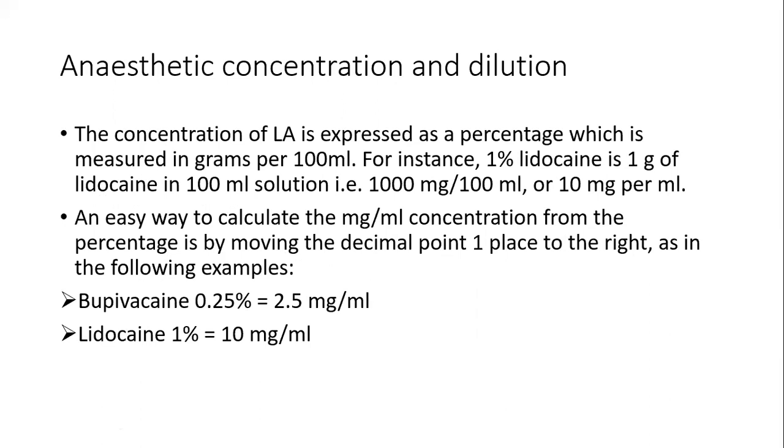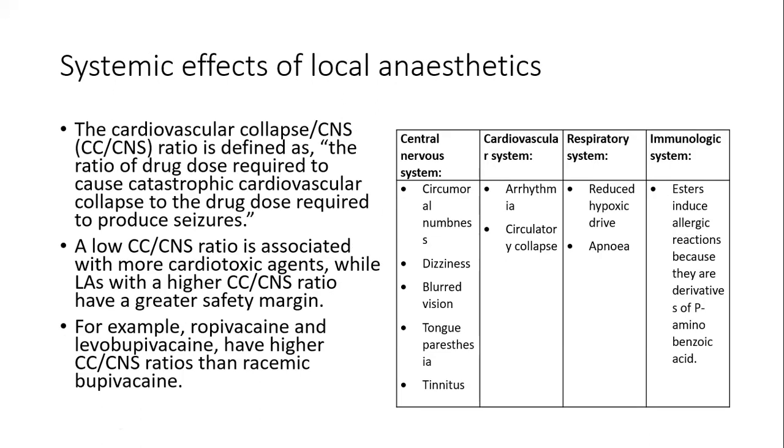All right. Local anesthetic agents are not without toxic effect, and the systemic effect of local anesthetic agents is measured in terms of what we call the CC-CNS ratio. It means cardiovascular collapse over central nervous system effect. It is defined as the ratio of the drug dose required to cause a catastrophic cardiovascular collapse to the drug dose required to produce seizure. So what does that mean? A low CC-CNS ratio is associated with more cardiotoxic agents, isn't it? Agents with a higher CC-CNS ratio will have a greater margin of safety.